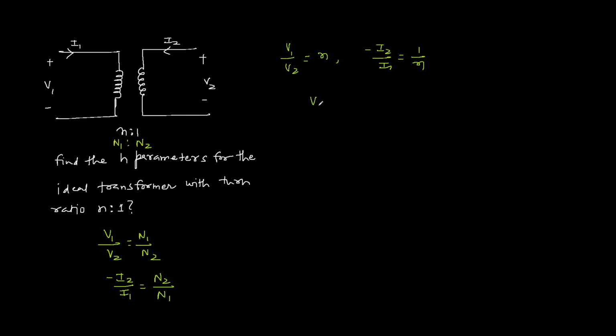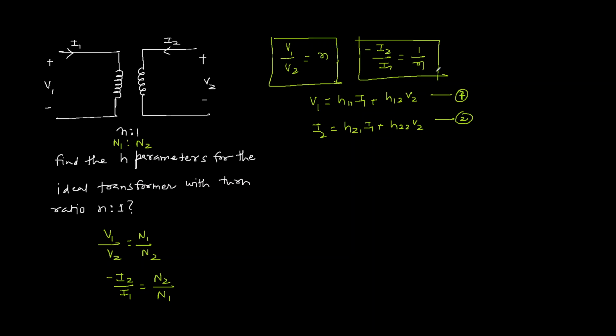And the equations for a two-port network in terms of H parameters are V1 equal to H11 I1 plus H12 V2, and I2 is H21 I1 plus H22 V2. This is 1 and this one is 2. Now we have two relations, and we will modify these two relations in the form of equation 1 and 2. So suppose this is A and this one is B. In equation A, we can write V1 equal to 0 I1 plus n V2.